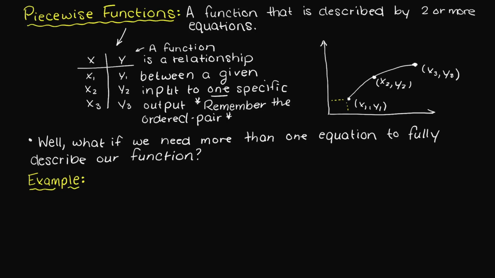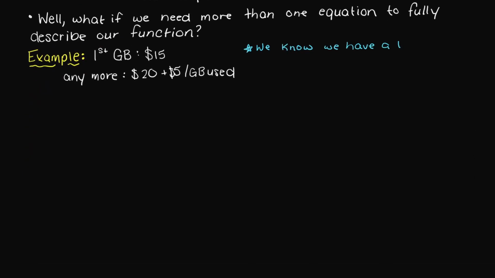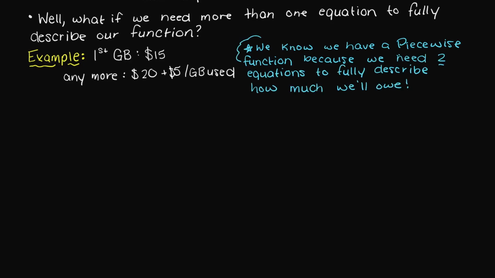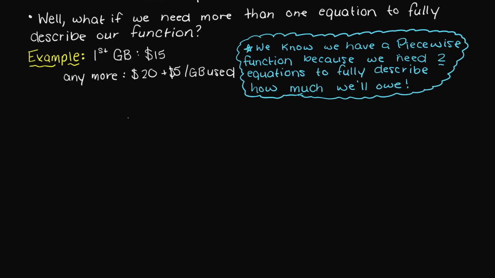Let's say that your cell phone company has the following internet plans for your cell phone. For the first gigabyte of data, you are charged a flat rate of $15. If you exceed that first gigabyte, then you are charged $20 plus $5 prorated for every additional gigabyte of data that you use. Therefore, we know that we have a piecewise function because our function is defined by more than one equation. We commonly denote piecewise functions the following way.